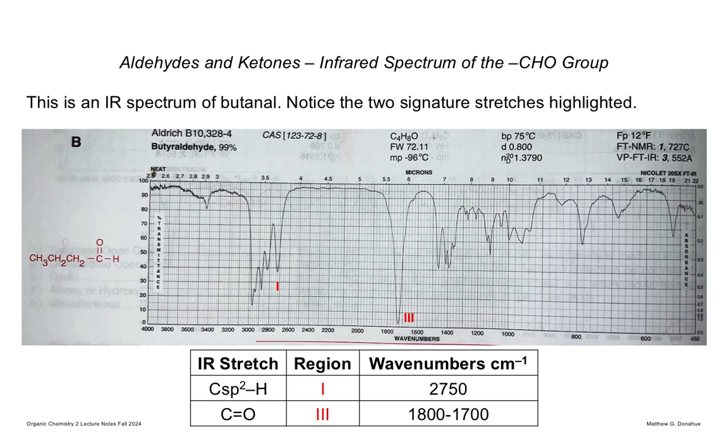So here is butanal. So 4-carbon aldehyde butanal. And then as shown in region 1, there's that C sp2 H stretch. And then region 3 is your normal looking carbonyl stretch. So really those 2 things immediately tell you, okay, part of this molecule has that aldehyde in it.